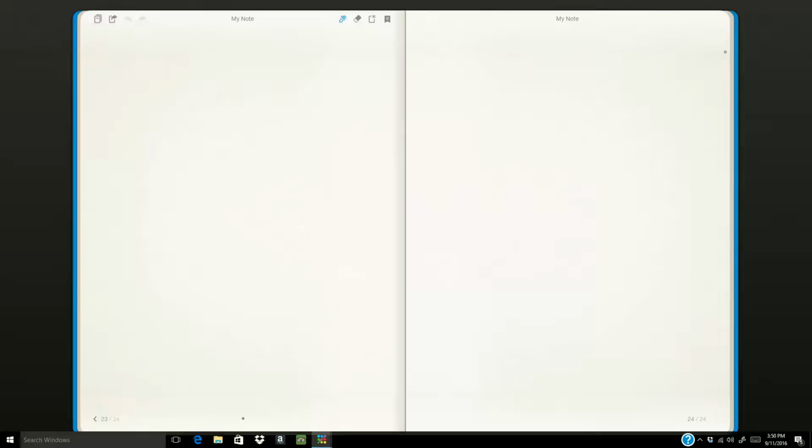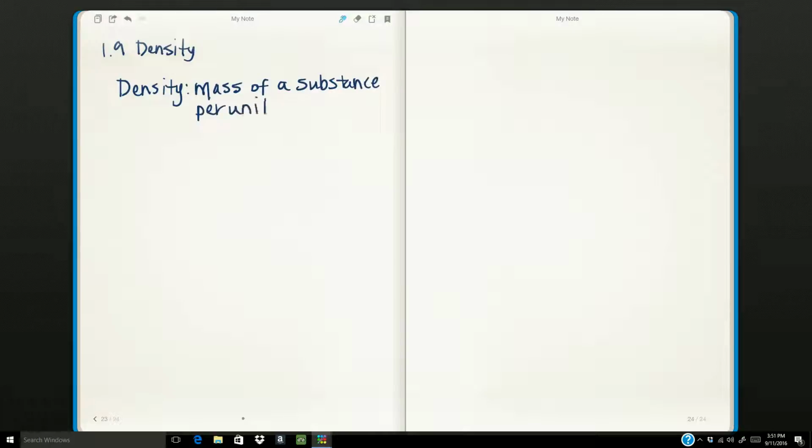Okay, so the next section in chapter 1 is density. So section 1.9, density. Okay, so the definition of density is the mass of a substance per unit volume.